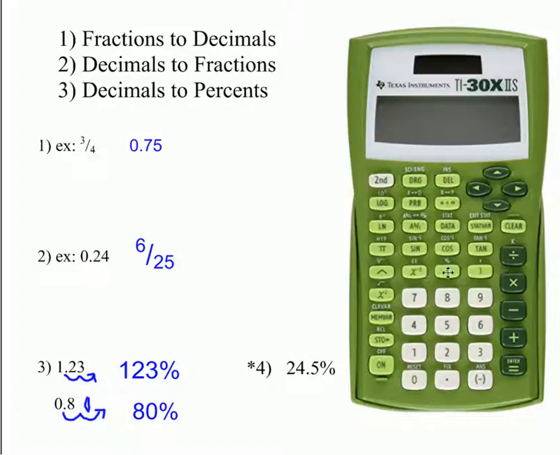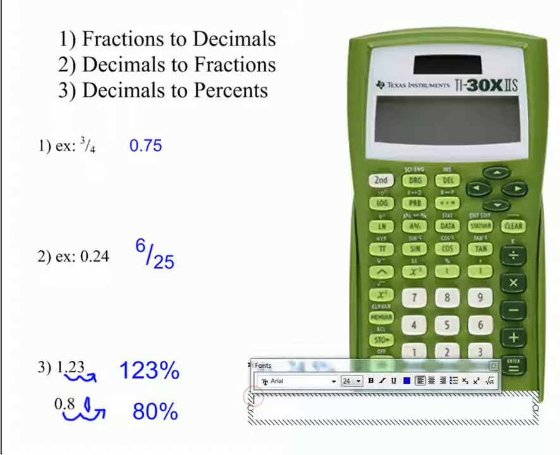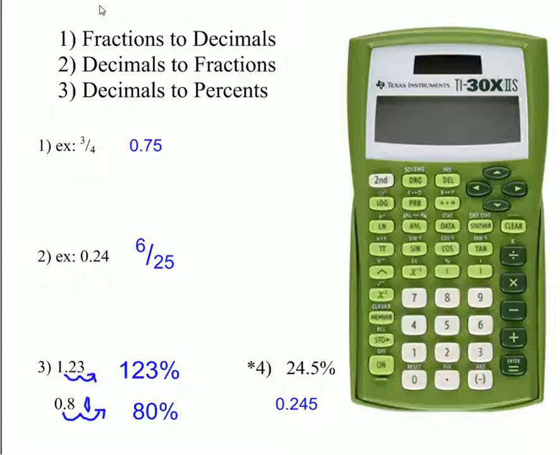There is a percent key on your calculator. If you look at it, it's right above the left parenthesis right here. So in order to get to it, you would have to hit second first. So if I type this in, it would be 24.5, and then I have to go to second and hit the percent key. So 24.5 second percent. It might change it automatically. If not, just hit enter, and that will give you the decimal equivalent for that. So that is 245 thousandths. And again, so now it's in decimal form.